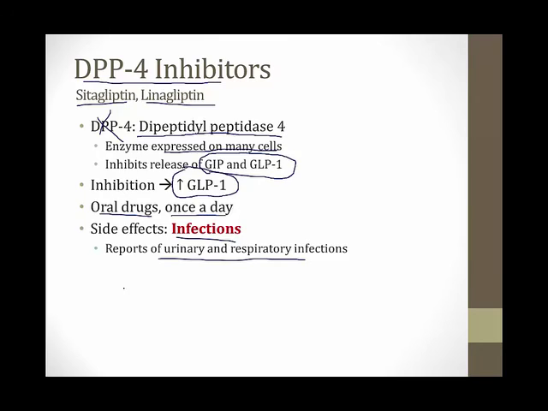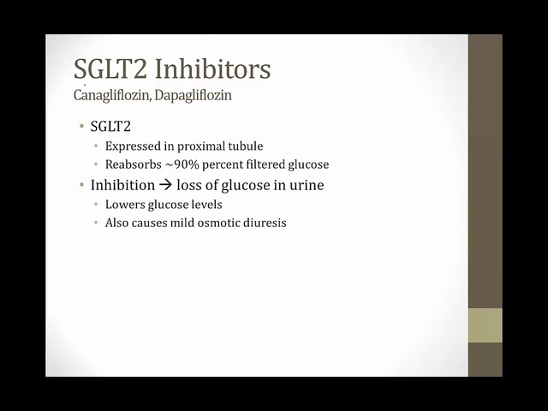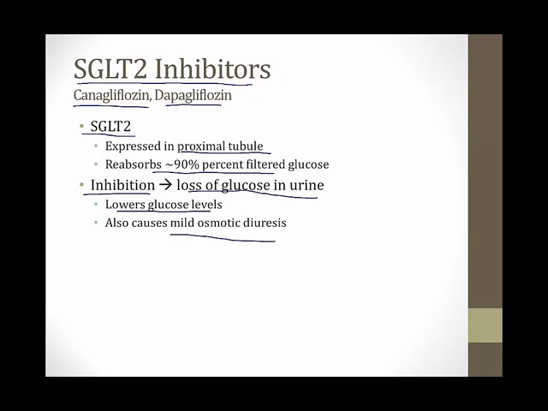Our last class of anti-diabetic medications are the SGLT2 inhibitors. These are a very recent addition to the U.S. market. They were FDA approved in 2013. There are two drugs in this class, canagliflozin and dapagliflozin. SGLT2 is a glucose transporter expressed in the proximal tubule of the nephron. It reabsorbs about 90% of the filtered load of glucose. So inhibition of this glucose transporter leads to loss of glucose in the urine. As a result, there are lower glucose levels. In addition, there is a mild osmotic diuresis.